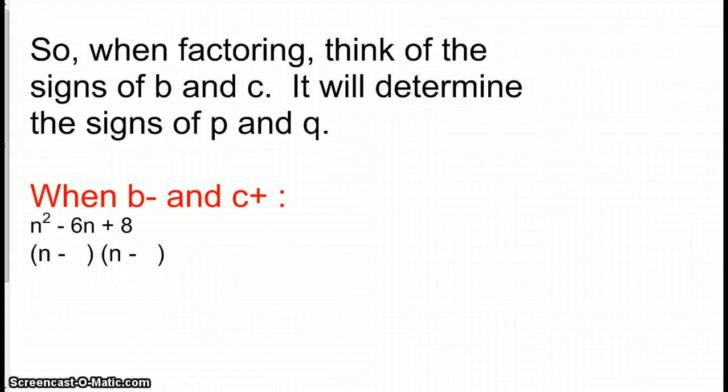Well, they have to multiply together to be positive 8. They either have to be both negative or both positive. But if they're both positive, they can't add up to be a negative number. So they both have to be negative by default. If you take a look at the factors of 8, 8 and 1 do not add up together to be 6, but 4 and 2 do. So in this case, we'd write 4 and 2.